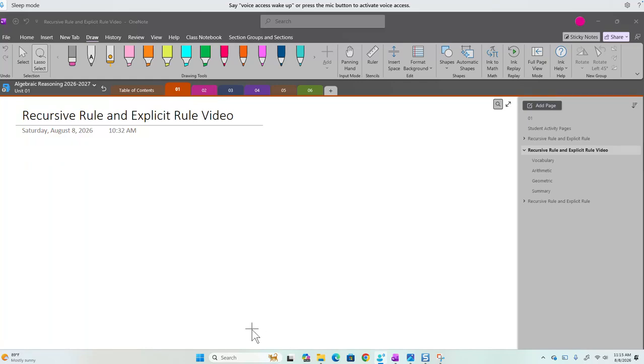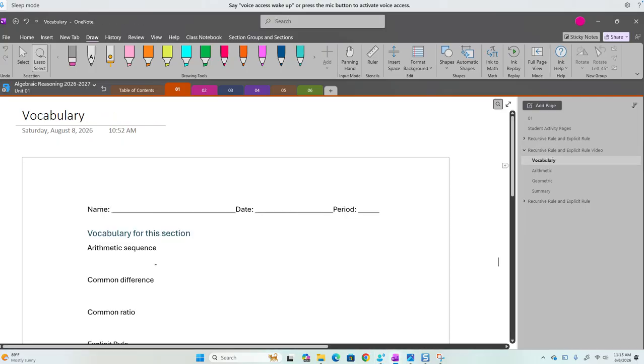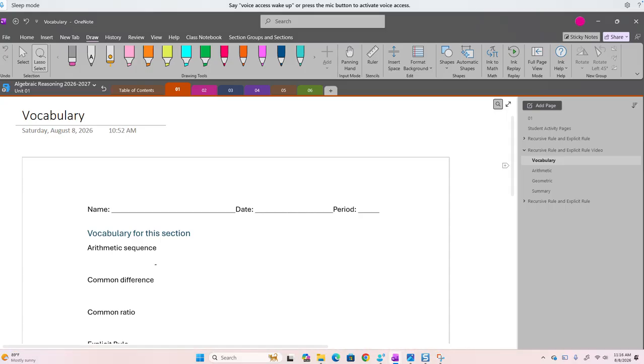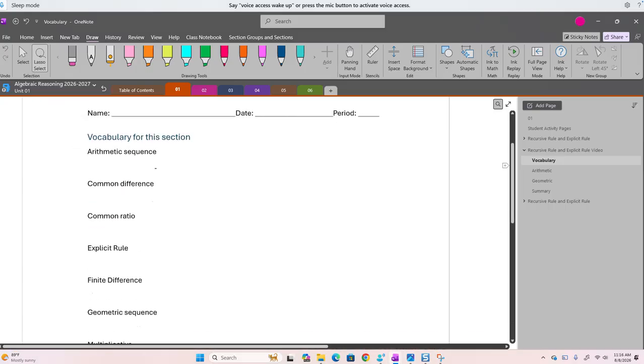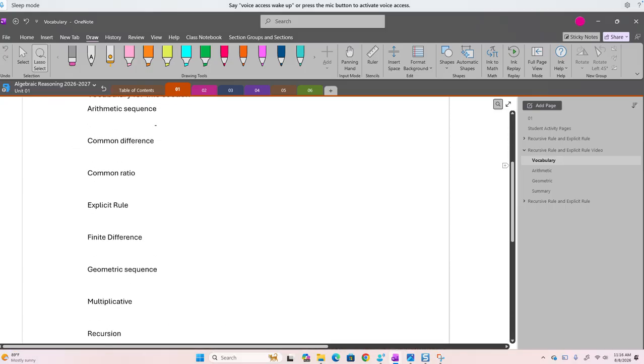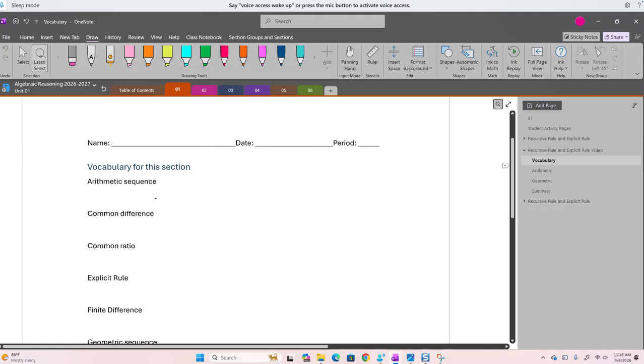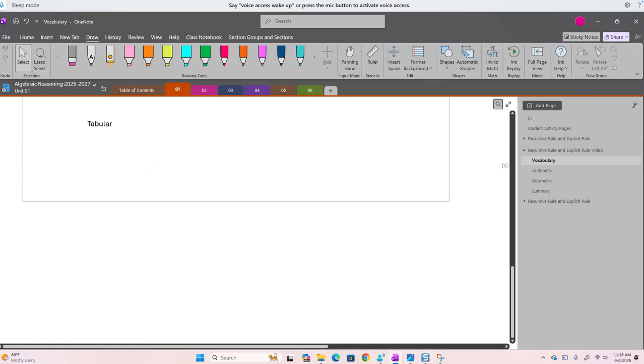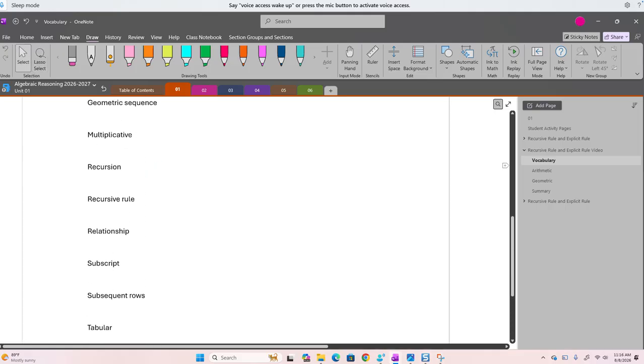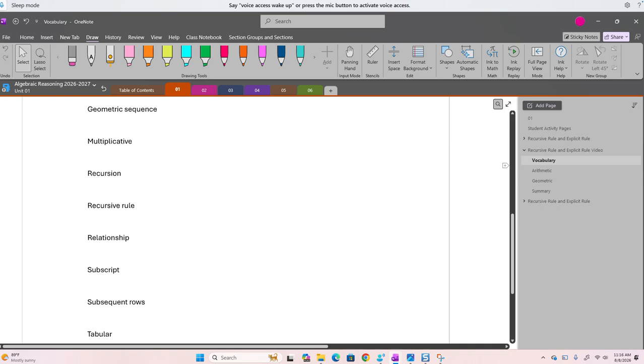Hello. Today we are going to be looking at the recursive rule and explicit rule for arithmetic sequences. While we are going through this, I want you to look at your student pages. There is a page on vocabulary there, so look at that. There are some words we're going to be covering today specifically: arithmetic sequence, common difference, explicit rule, tabular, subsequent, or consecutive rows. Those are things that we're going to be looking at.